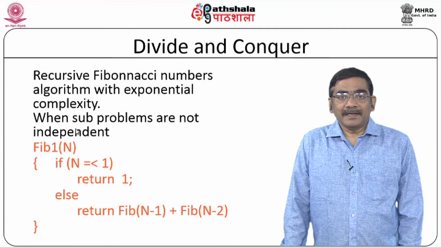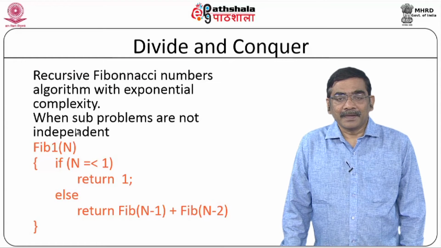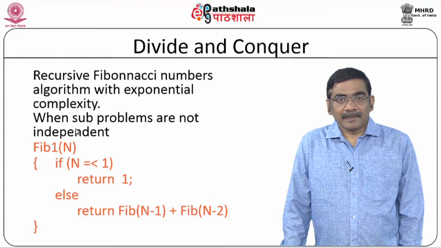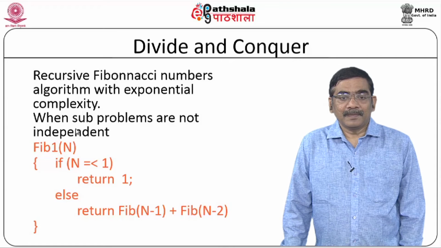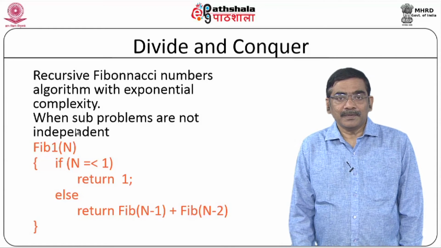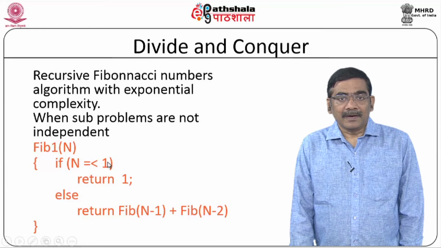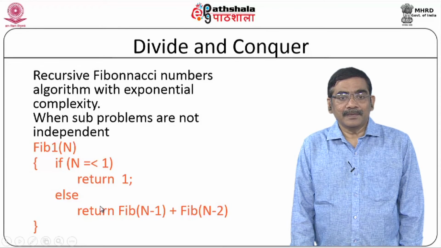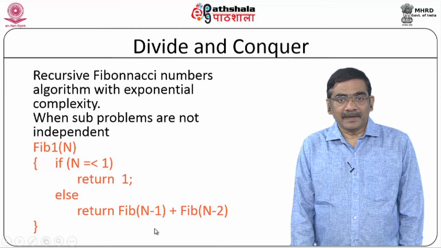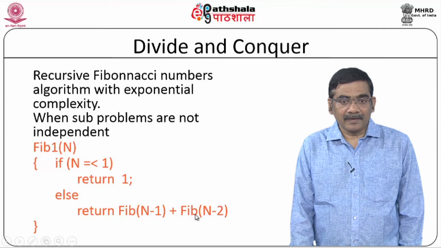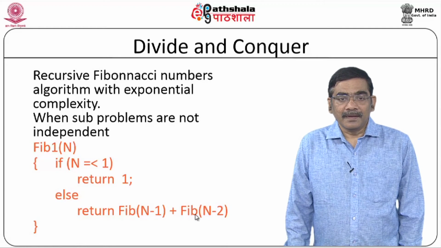Fine. How does divide and conquer solve this problem? The divide and conquer paradigm solves this problem using the top-down approach, where we have Fibonacci of n. If n is less than or equal to 1, then we return 1, else we return Fibonacci of n-1 plus Fibonacci of n-2.